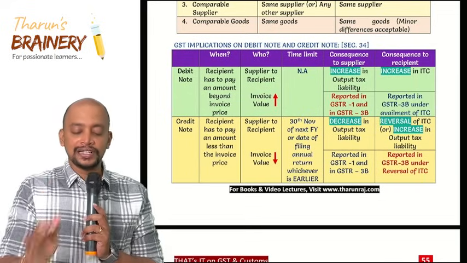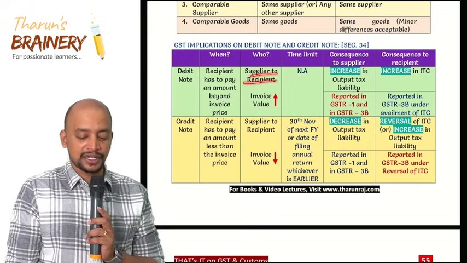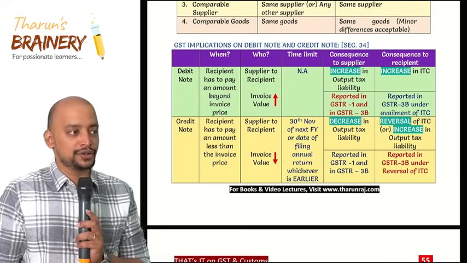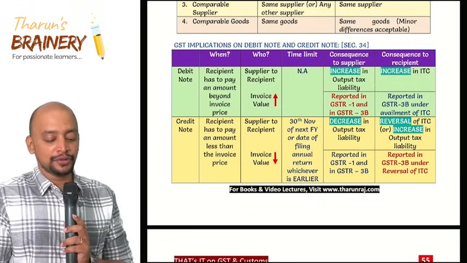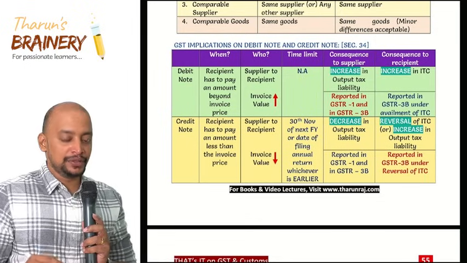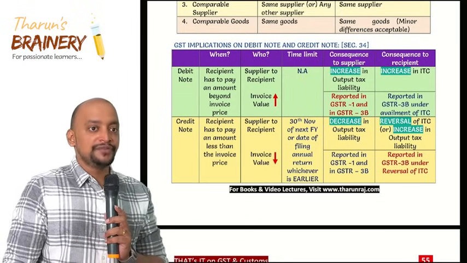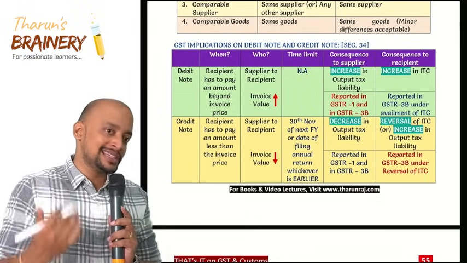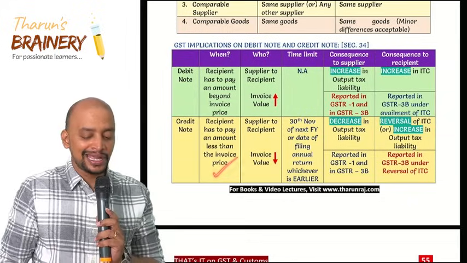In GST, only the supplier will give it to the recipient, and the recipient will not be giving it to the supplier. And therefore, when the recipient is required to pay an amount beyond the invoice value, we will give a debit note. When the recipient has to pay an amount less than the invoice value, we will be giving a credit note.